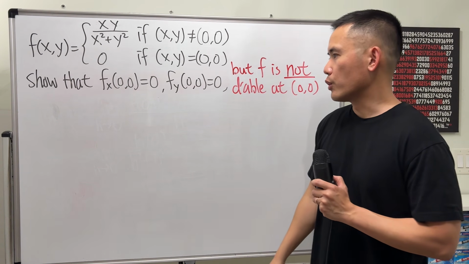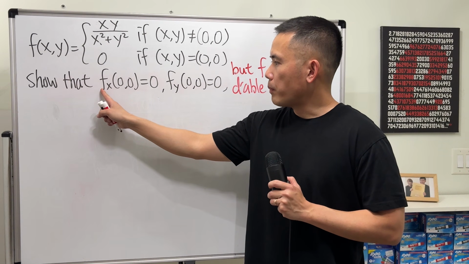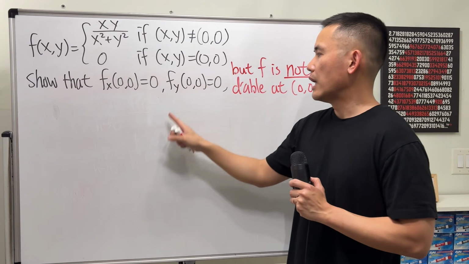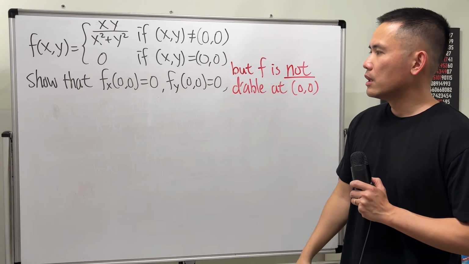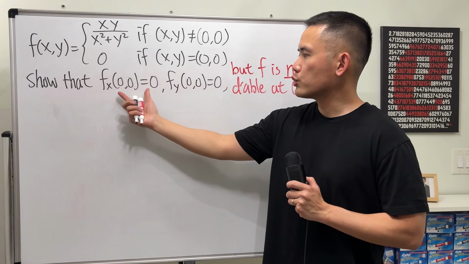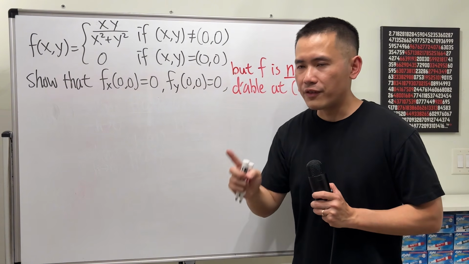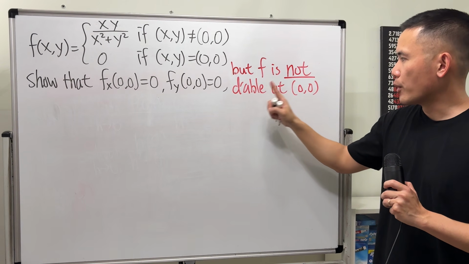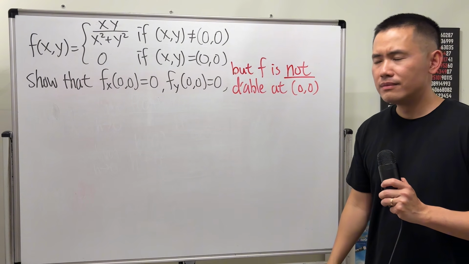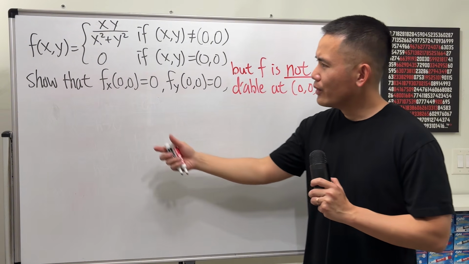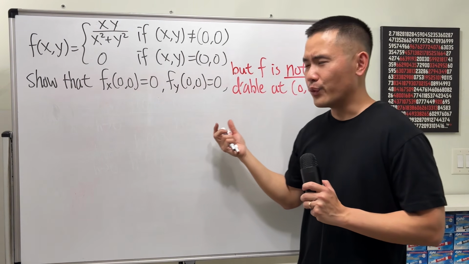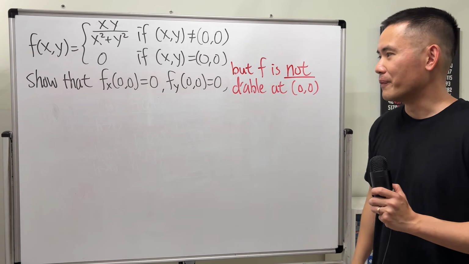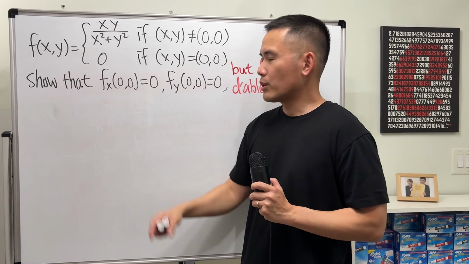Based on this, we'll show that the partial derivative of f with respect to x at the origin is 0. Likewise, for y, we also get 0. So you can see that we have partial derivatives. However, the function itself is not differentiable at the origin. So we have partial derivatives, but we don't get a usual derivative. Be really careful.